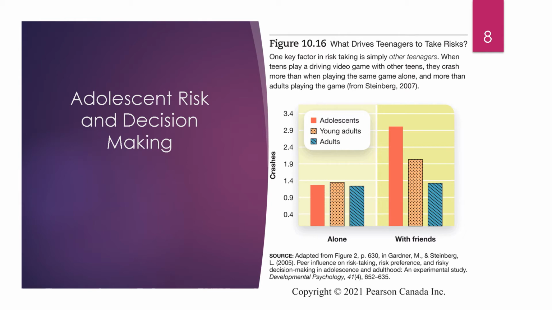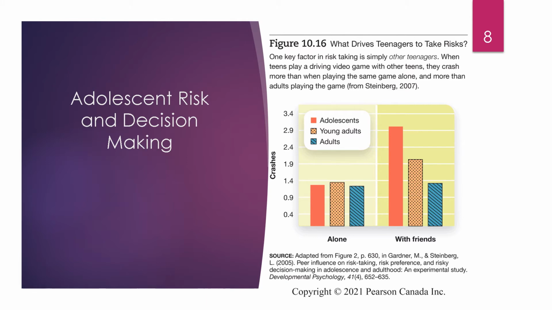One key factor, as I mentioned, in taking risk is other teenagers. It's that peer influence, and peers time and time again have been shown to be one of those most influential factors in terms of the behavior and success and things like that of other teens and adolescents. So we actually see that when teens are playing a driving video game with other teens, they crash more than when they're playing the same game alone, and more than when adults play the game. So it's really interesting. It seems like when their friends are around, it kind of eggs them on to maybe take a few more risks.